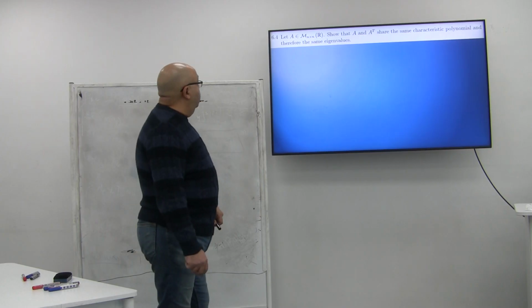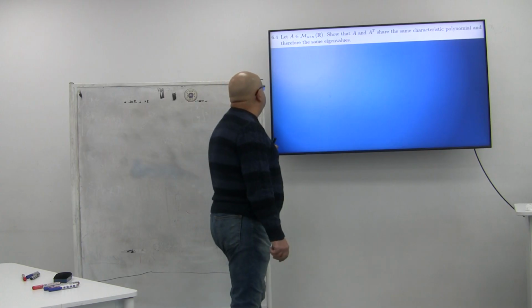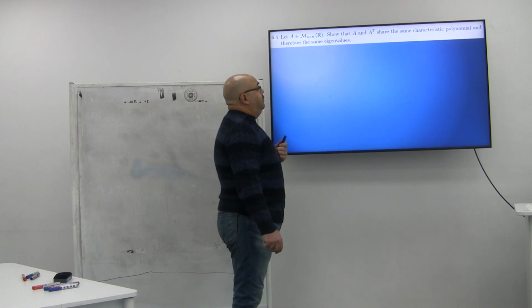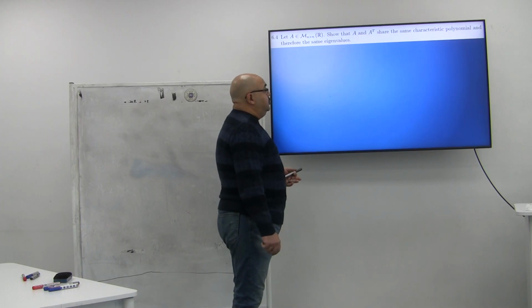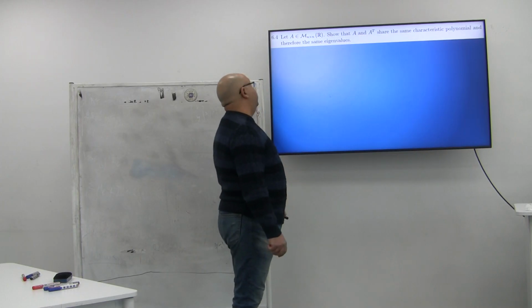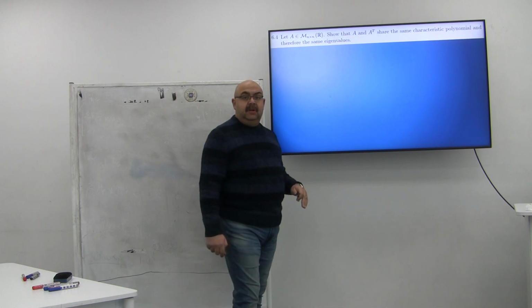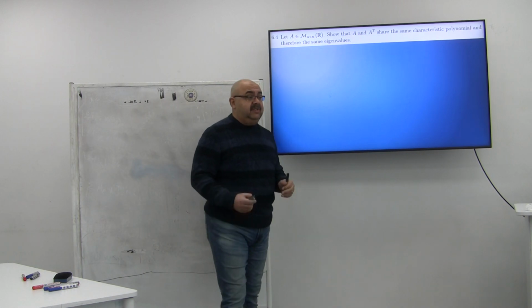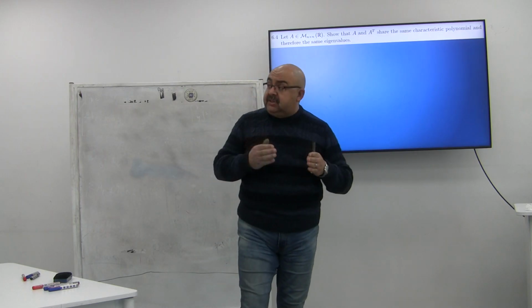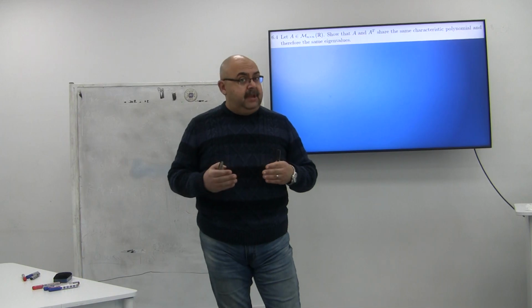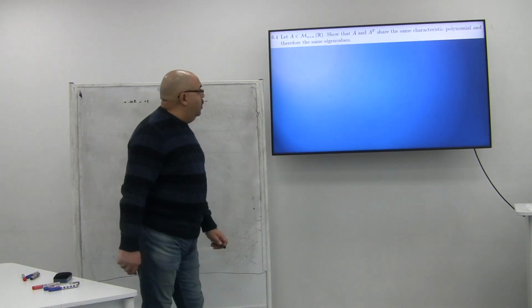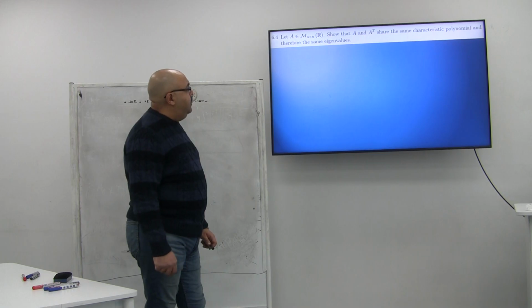statement or problem. It wants you to show that, let A belong to the n by n matrices, so A is a square matrix. Show that A and A transpose share the same characteristic polynomial, and therefore they will have the same eigenvalues. If they have the same characteristic polynomial, the polynomial that you get your eigenvalues from, they will have the same eigenvalues. So how do we prove this? It's very, very simple.